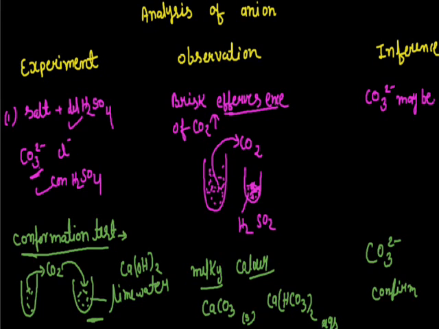So we can see that carbonate, CO3 2 minus, and sulfite, which gives SO2 gas, both give this test. So we cannot say whether this salt contains carbonate or sulfite. So we use another confirmation test for confirming the carbonate. Now we use the redox test.